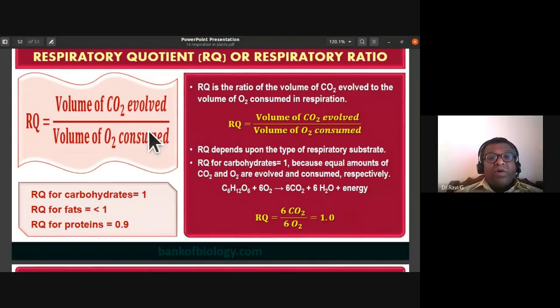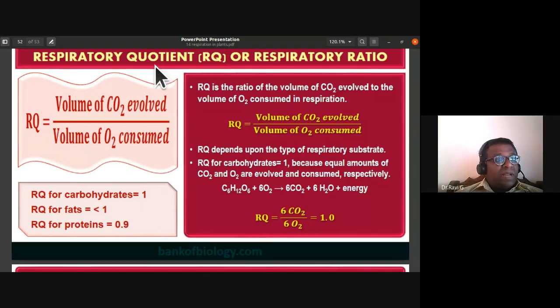So if it is a carbohydrate, 6 carbon dioxide molecules are liberated and 6 oxygen molecules are consumed. So 6 divided by 6 is 1. The respiratory quotient for carbohydrate is equal to 1. The respiratory quotient is also called RQ, or the respiratory ratio.